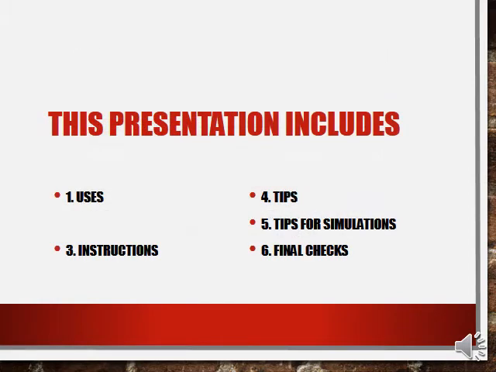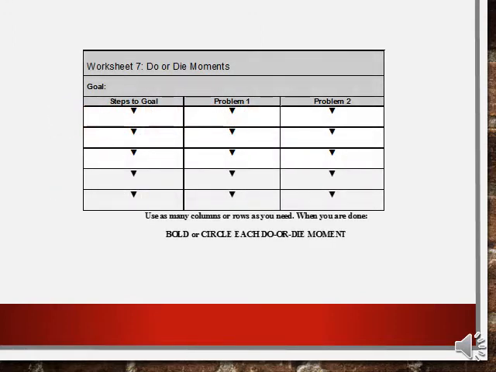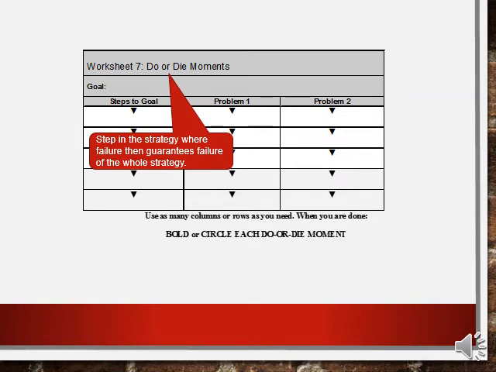In section 2, we'll look at the definitions needed for the worksheet. For Worksheet 7, there is one definition. What is a do or die moment? A do or die moment is a step in a strategy where failure then guarantees failure of the entire strategy.